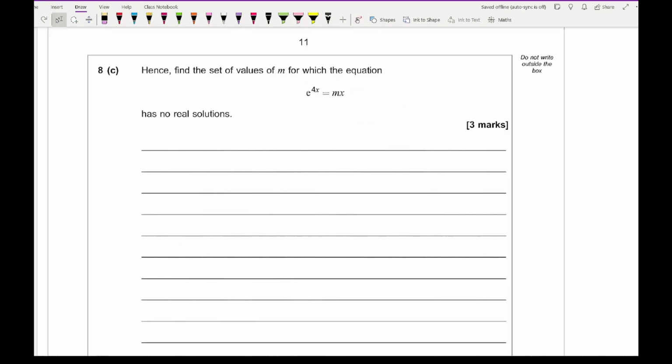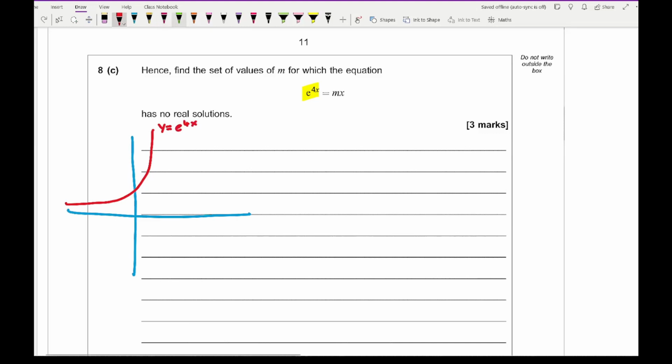So moving on to question 8c, it says, hence find the set of values for m for which the equation e to the 4x equals mx has no real solutions. Now, to get a proper understanding of this question, what we need to do is sketch y equals e to the 4x. So I'll do a little sketch on the side here. Now e to the 4x is going to look something like this. So this is the curve y equals e to the 4x.